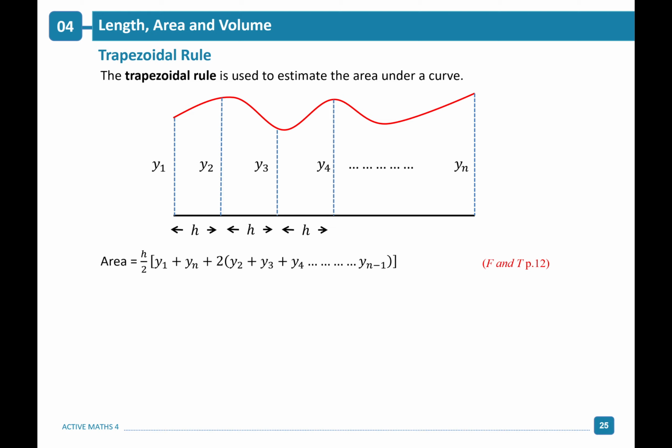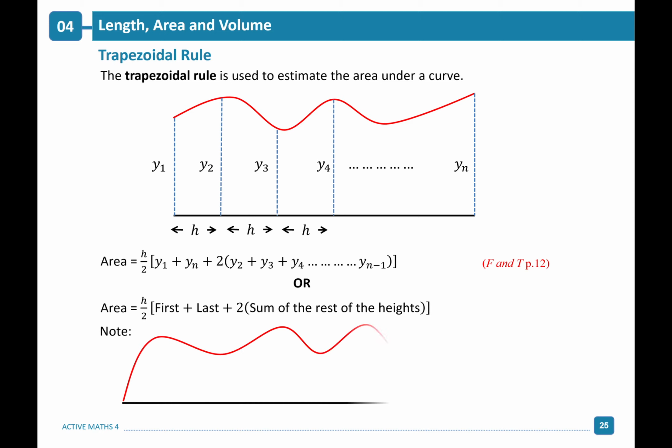So to find our area under the shape, we use the formula. The area is equal to h over 2 times y1 plus yn plus 2 times y2, y3 plus y4 plus all the way up to y of n minus 1. This formula is given to you in your formula and tables booklet on page 12. Another way to write this formula is to state that your area under your curve is equal to h over 2 times your first height plus your last height plus 2 times the sum of the rest of the heights.